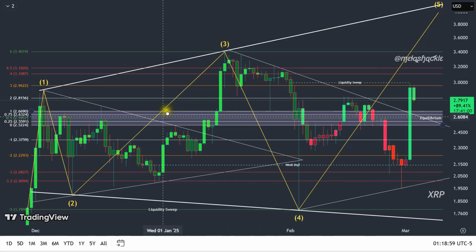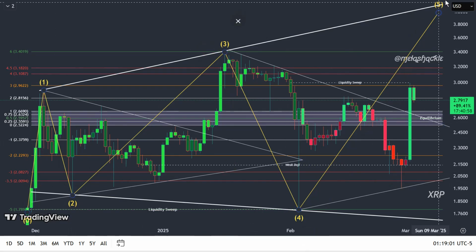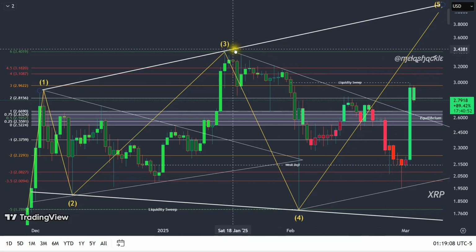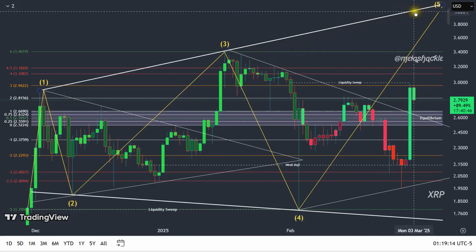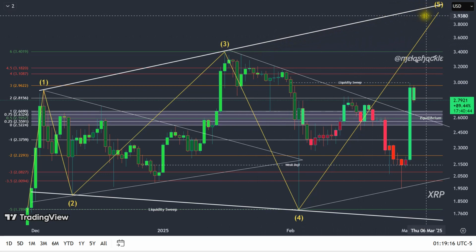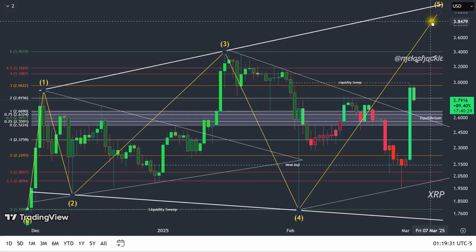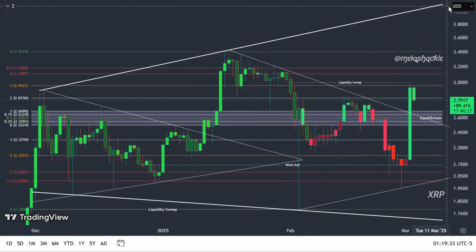Now, we have this 5-wave option right here that could very easily play out, and I think that's what we're going to see. And if that's the case, we will take out this all-time high right here at about the 340 level and run up towards this upper trend line of this broadening wedge, which could take us to the $4 plus level, which would be absolutely awesome. But I'm going to get rid of this now.